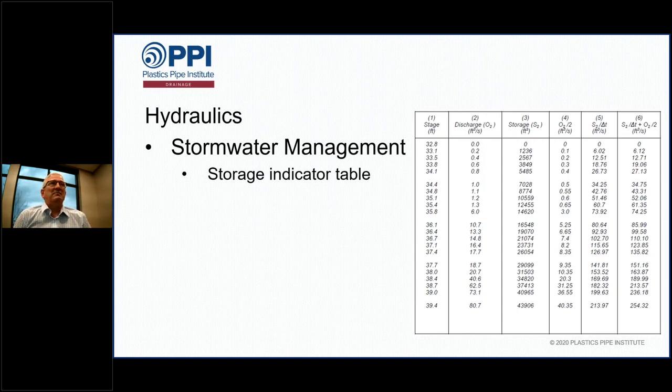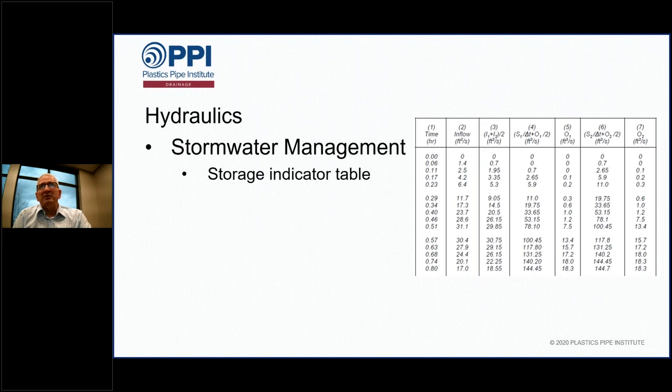And then finally on column 6, we do a little bit more math. We have S2 over delta T, which is from column 5, and we have O2 over 2 from column 4, and we add those two together. And that's how we get S2 over delta T plus O2 over 2.